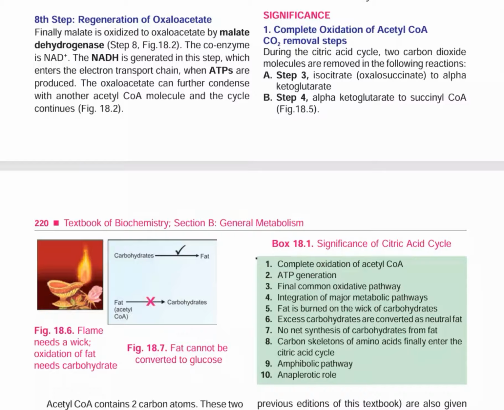Today we will learn about the energetics of the TCA cycle as well as some significance of the TCA cycle. In a simple, easy to understand way, you will find clear explanations, diagrams, and important concepts here.